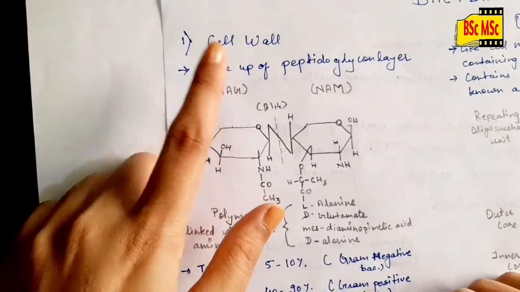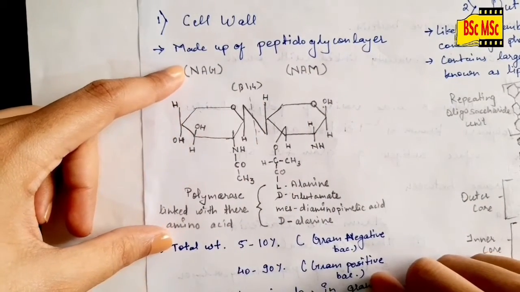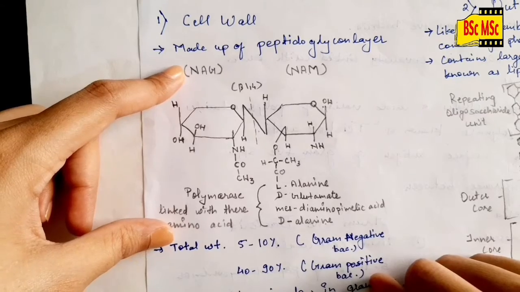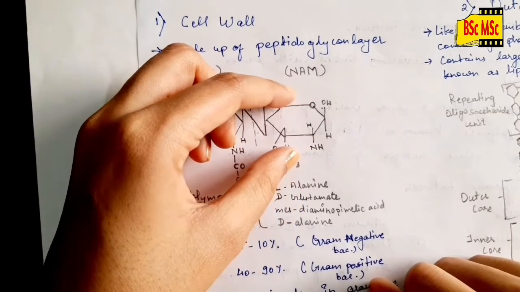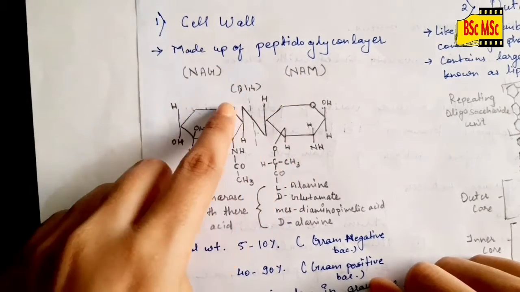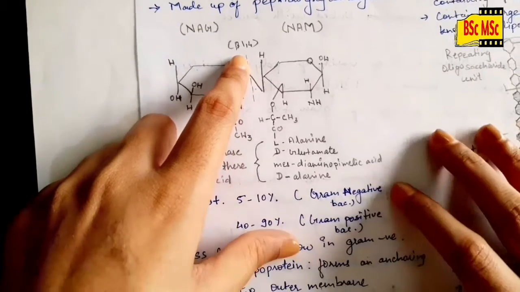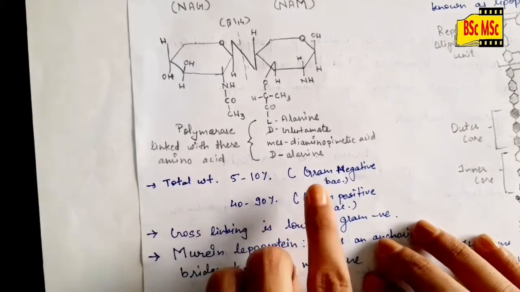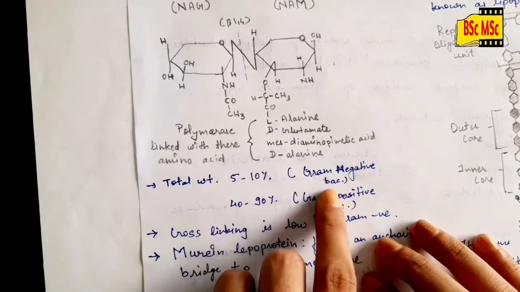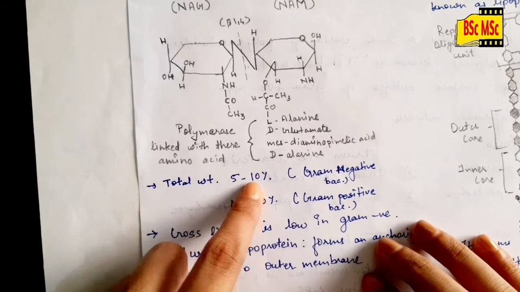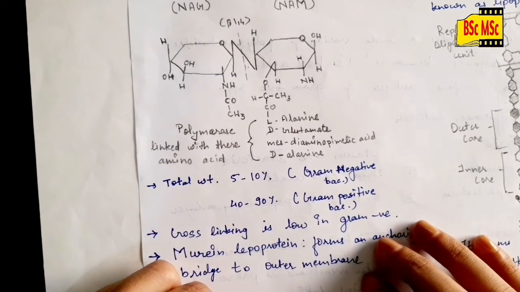Cell wall is made up of peptidoglycan layer in bacteria, and this is the chemical structure of peptidoglycan layer. This is the N-acetyl glucosamine and this is the N-acetyl muramic acid, which is linked with beta 1,4 linkage. And about the total weight, in gram-positive bacteria, it contains 40 to 90% of the weight, and in gram-negative bacteria, it contains 5 to 10% of the weight. That is why cross-linking is low in gram-negative bacteria.